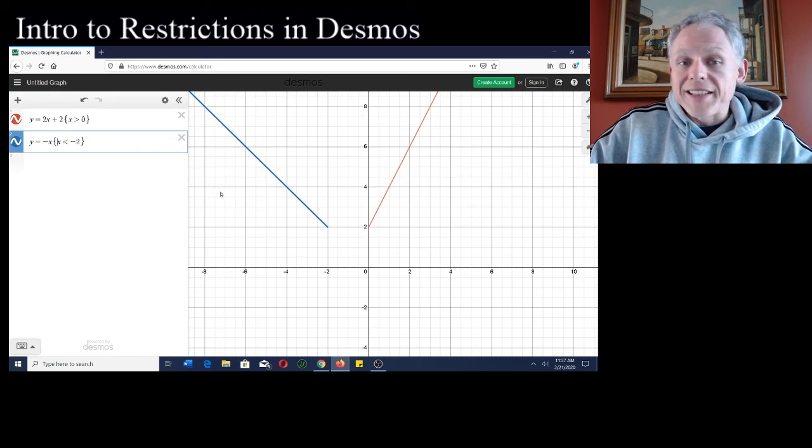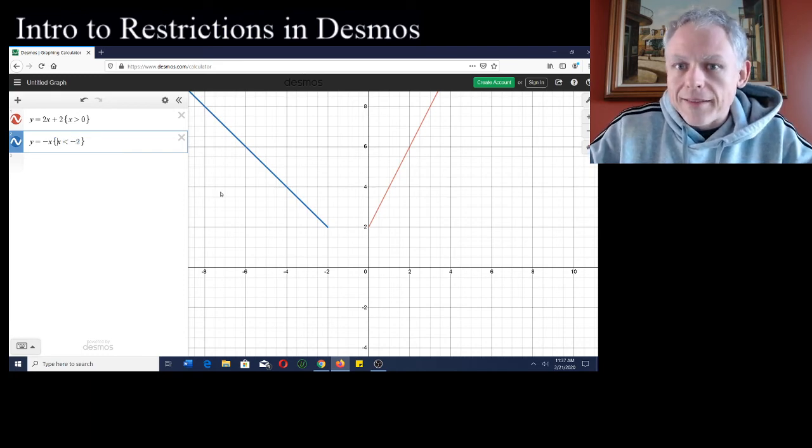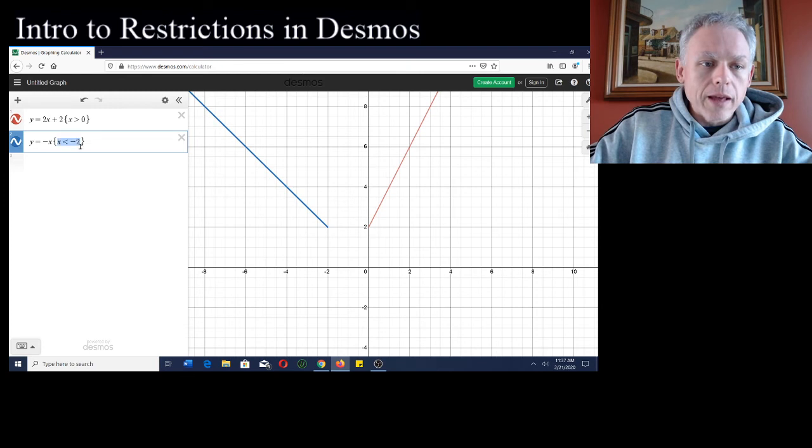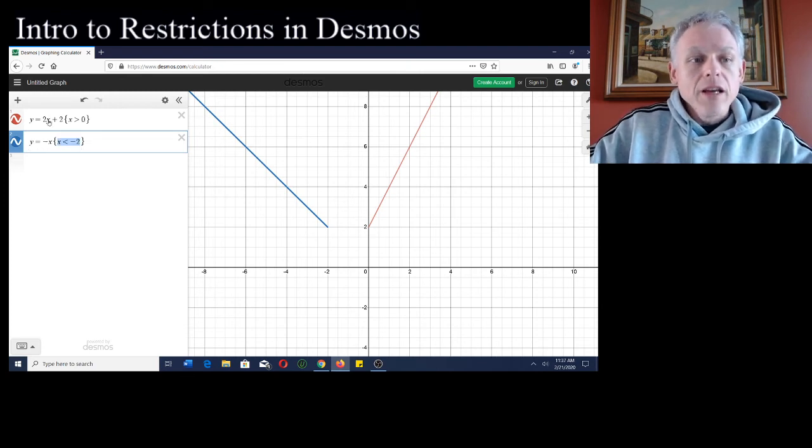When you plug in x equals 3, 3 is not less than minus 2, so it would be a false statement. So then this line would not be graphed. It's only graphed when the x coordinate is smaller than minus 2.